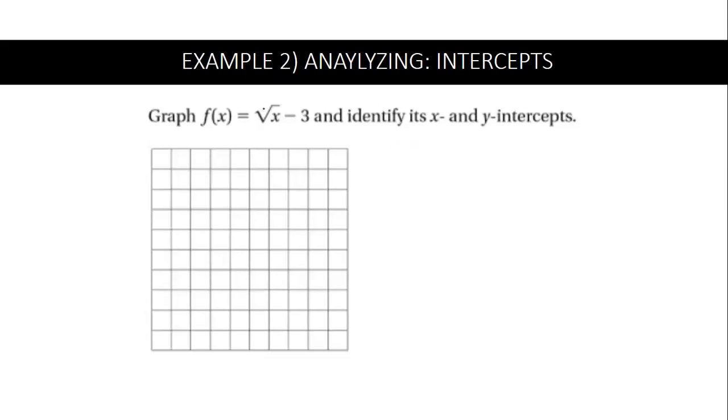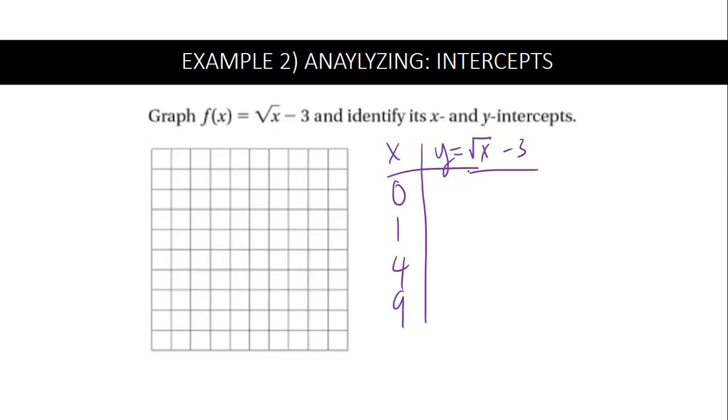Okay, so again, when I'm looking here, it's just the square root of x. So I want to think about my parent function, right? What is my parent function doing? Well, my x's are 0, 1, 4, and 9. My new y's are going to come from the square root of x minus 3. So what are my new y values? And 0. Okay. So I'm going to do a little quick sketch here.